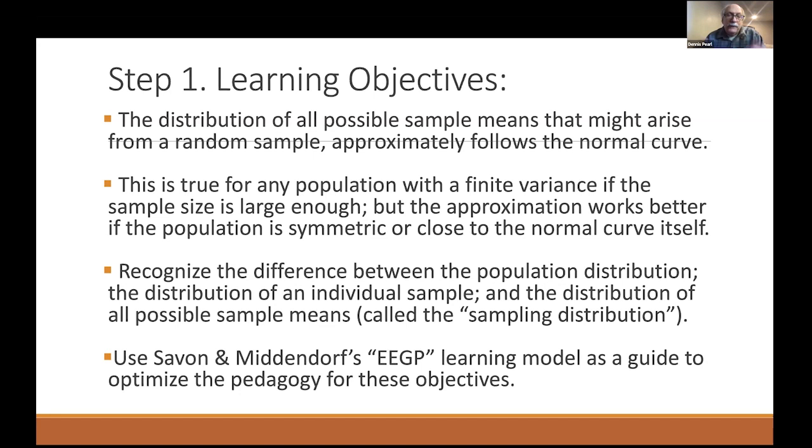And I want to use a kind of a learning model here to present all the contents in my courses. I like the Saboun and Middendorf EEGP model, which basically says you need to have four components to teaching for every learning objective you want to get across if you want to optimize retention and conceptual learning of any learning objectives.